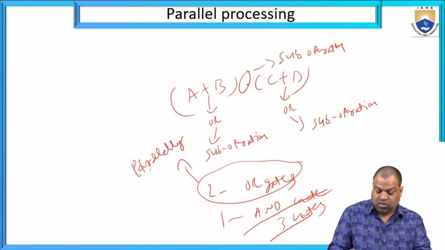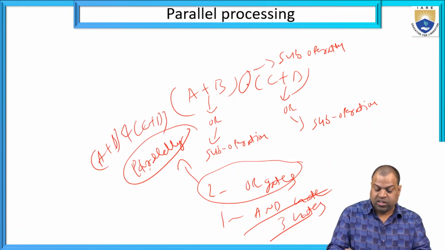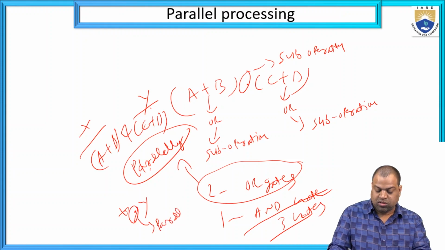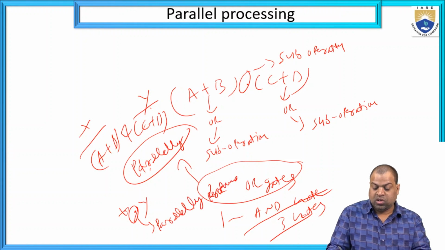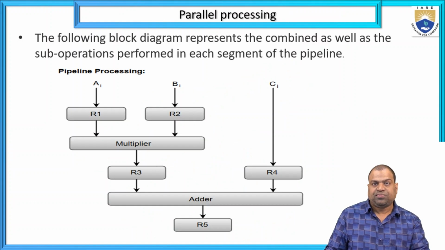A plus B and C plus D are performed in parallel. What is the result of A plus B? Suppose I take X, and C plus D equals Y. So X into Y. So A plus B and C plus D are performed in parallel, and then we do the multiplication of the results. So it is parallel processing of the sub-operations.